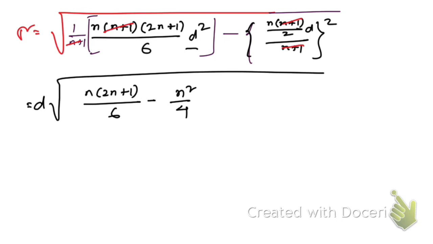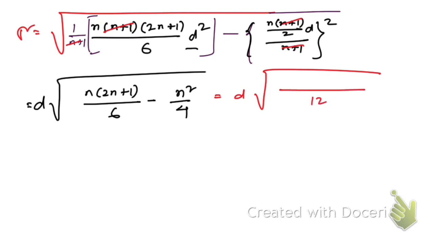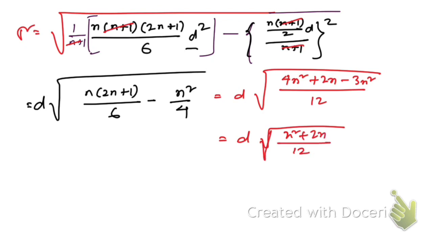Then you see, just let me clear this. So now let us simplify. d root over, and if you take the LCM and simplify, the 12 will be the LCM here. Then here 4n square plus twice n minus thrice n square. Then after simplification, what we're going to have is n square plus twice n divided by 12. That's what we're going to have. So this is our answer. So hope you have understood this. Now let's move on to the next question.